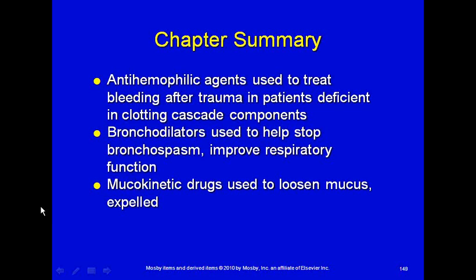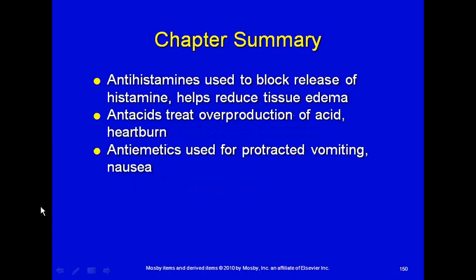Bronchodilators are used to help stop bronchospasm as well as to dilate the bronchioles so that you can improve your work of breathing. Mucolytic drugs are used to loosen up mucus so that you can cough it up. Antihistamines are used to block the release of histamine, which helps reduce tissue edema. And antacids treat the overproduction of acid, which causes heartburn.